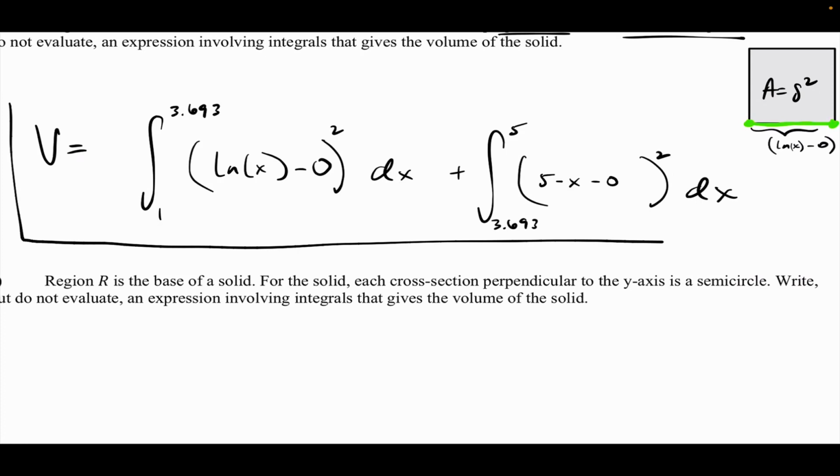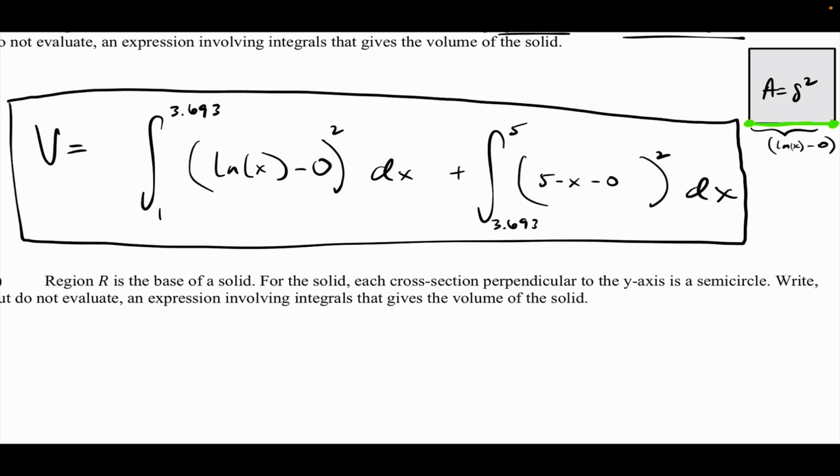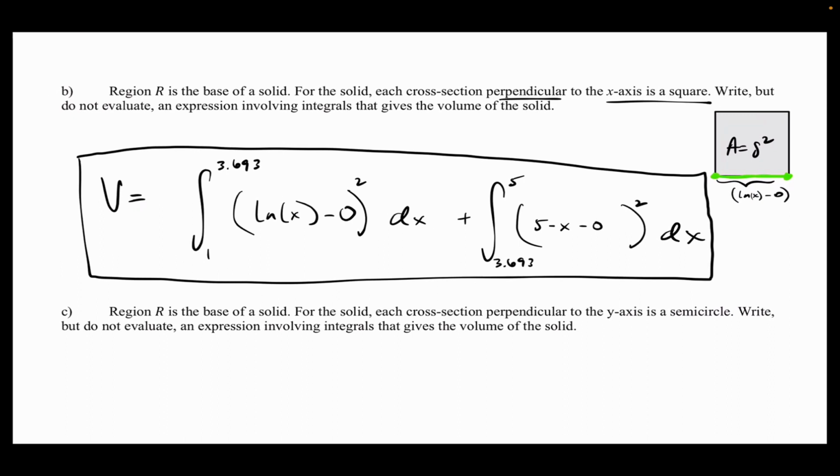And that's it. That's as far as they want us to go. If I wanted to, I could put that in the calculator, but it's not saying to do it. It says do not evaluate. Do not evaluate means don't give me an answer. Evaluate means give me an answer. It says write, but do not evaluate. So they don't want an answer. They just want, how would I get the answer?